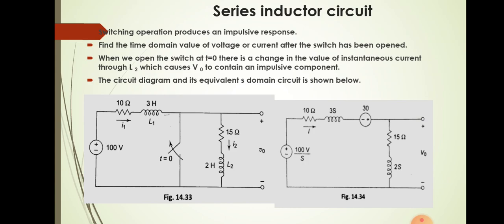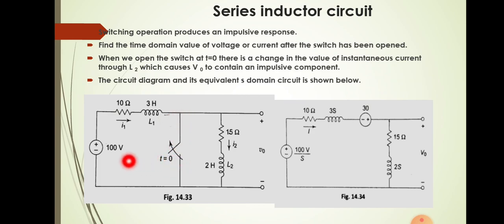See, here is a circuit that contains two inductors L1 and L2, and also some resistors, 10 ohm and 15 ohm. Here there is a switch in between, and it is shown that the switch is open at t equal to 0. So we will open this switch at t equal to 0, so that you know what the circuit will be when the switch is closed.